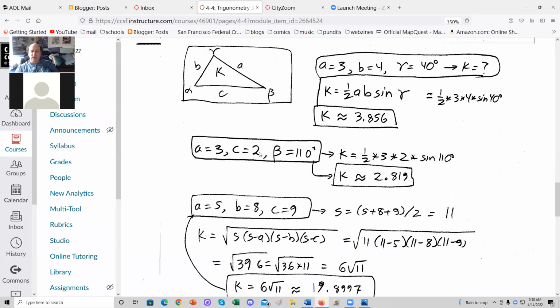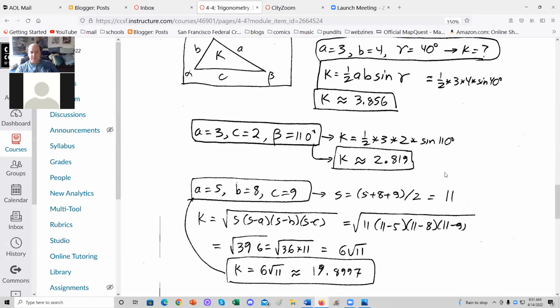If A is 3, C is 2, and beta is 110, well, again, beta is between A and C, so we can use the formula. 1/2 times A, which is 3, times C, which is 2, sine of the angle, which is 110. Here we go, 1/2 times 3 times 2, sine 110. And the calculator informs us that this is 2.819 to 3 decimals.